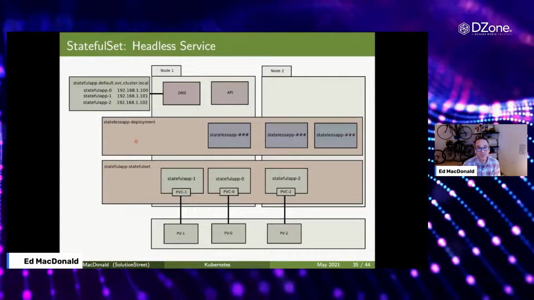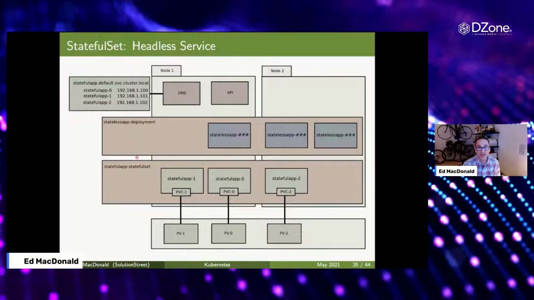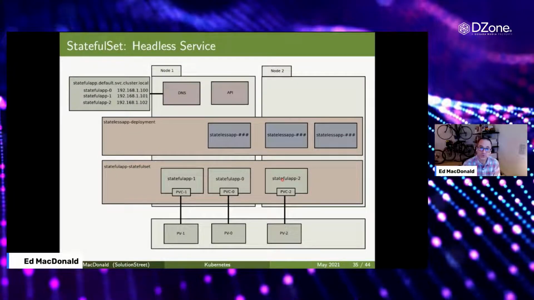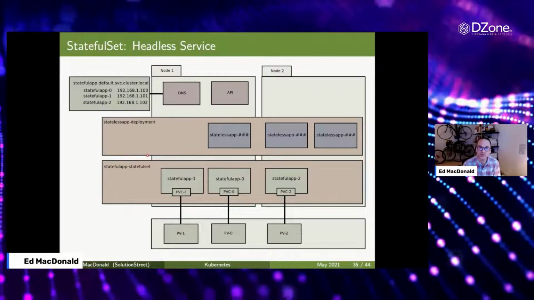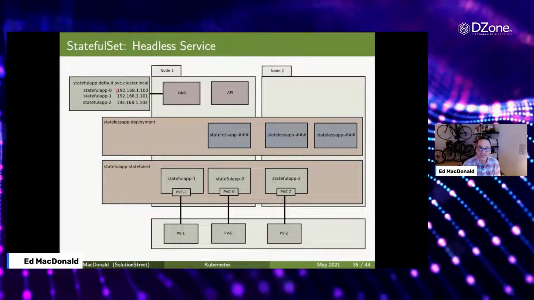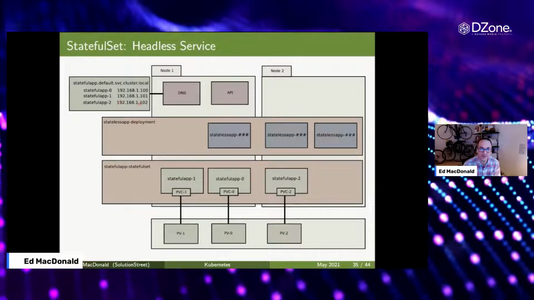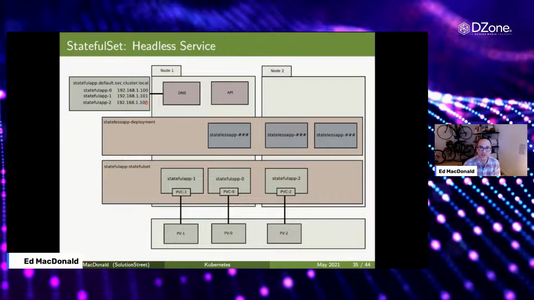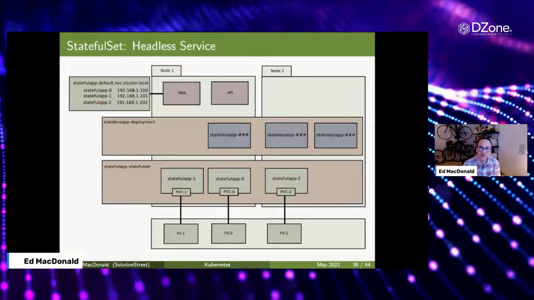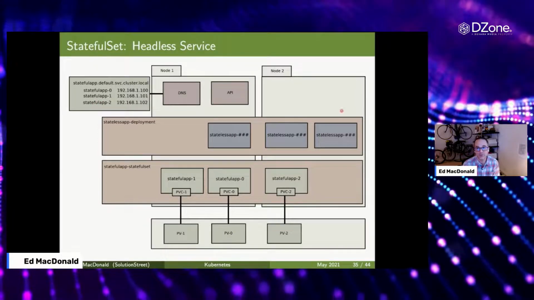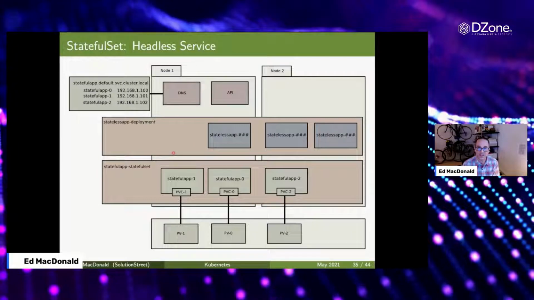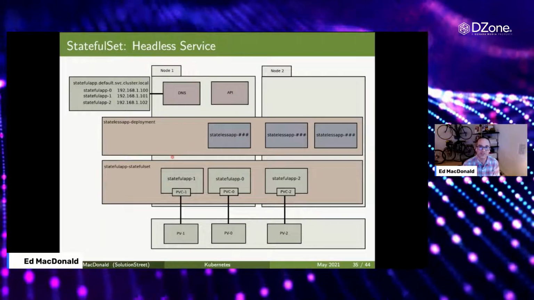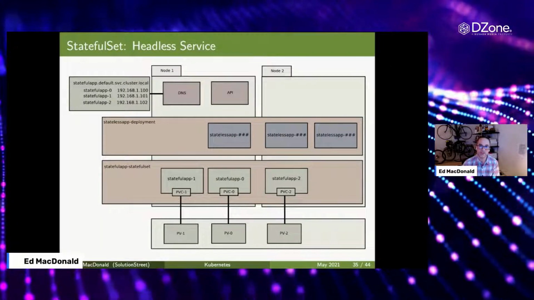And so the headless service is responsible for when stateful app 2 moves from node 2 to node 1 and gets a new IP address. It's the headless service that's responsible for updating this record right here to say this is your new IP address, so that you can always refer to this by host name. Because moving from node 2 to node 1 certainly does not guarantee that you get the same IP address. The headless service is responsible for managing that.